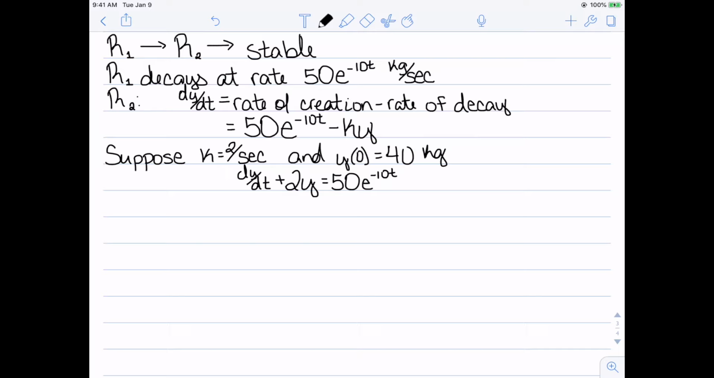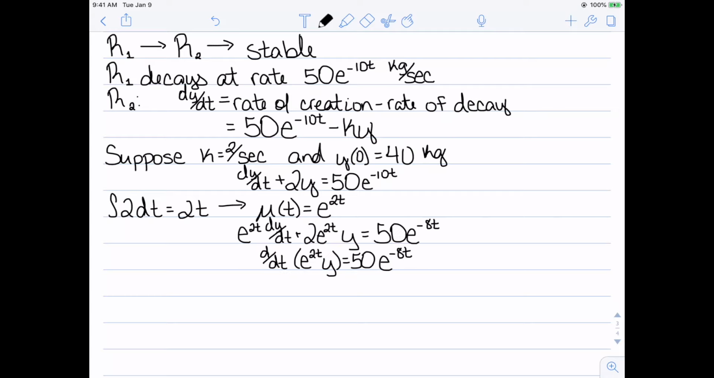We know that our p function, the thing in front of y, is 2, so let's start by finding my integrating factor. We know that the integral of 2 dt is 2t, so that gives me my integrating factor of e to the 2t. So let's multiply through by this. When I do that, I get e to the 2t dy/dt plus 2 e to the 2t y is equal to 50 e to the negative 8t once I use my properties of exponents. That can then be written in the simpler form d/dt of e to the 2t y is equal to 50 e to the negative 8t.